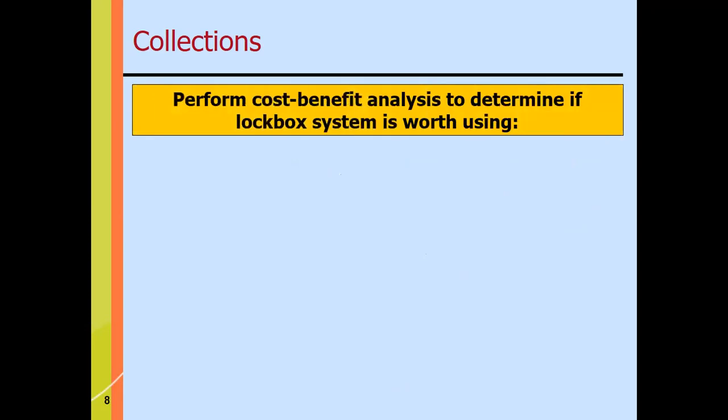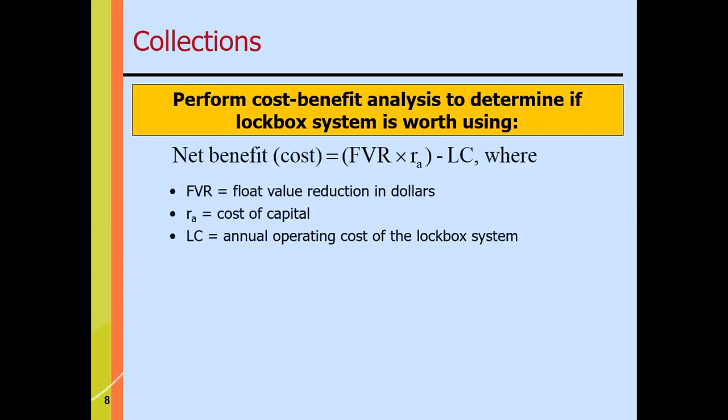So that's another one. Now, if we do the lockbox system and we can shorten the float, let's do the CBA, or cost benefit analysis. Then our formula would be the net benefit, where benefit is positive and cost would be negative. FVR is the float value reduction in dollars. Basically, because of the usage of the lockbox system, we can reduce the float.